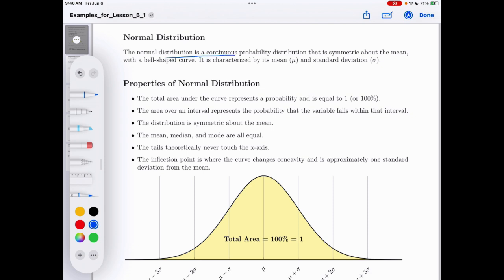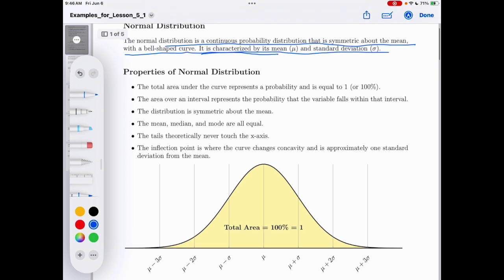The normal distribution is a continuous probability distribution that is symmetric about the mean with a bell-shaped curve. It is characterized by the mean and the standard deviation. So what do we mean by symmetric about the mean? It means that if you look at the center where the mean is, and you imagine that there's a mirror there, it's going to look the same on either side.